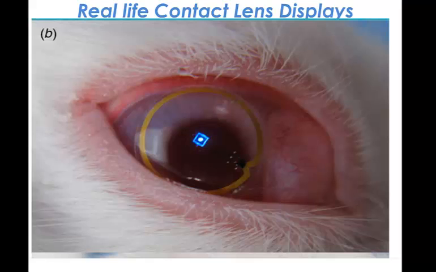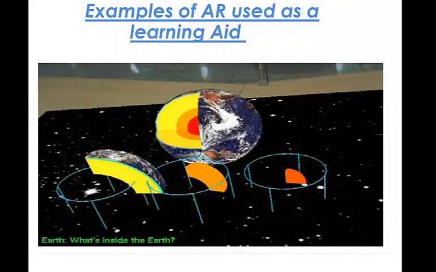And this is research by Lingley et al. that actually shows that you could put a display right on a contact lens. And they've tested it on, obviously, rabbits to make sure that for humans this will be safe to do. But what's really important and what this video is about is examples of AR being used as a learning aid.